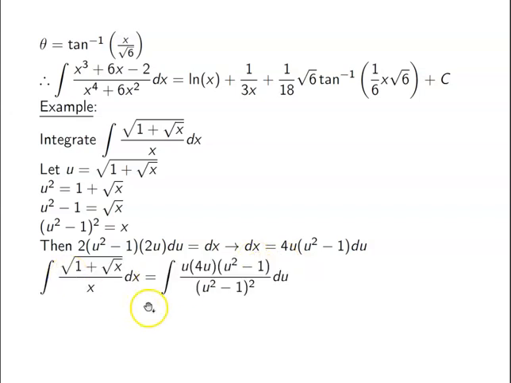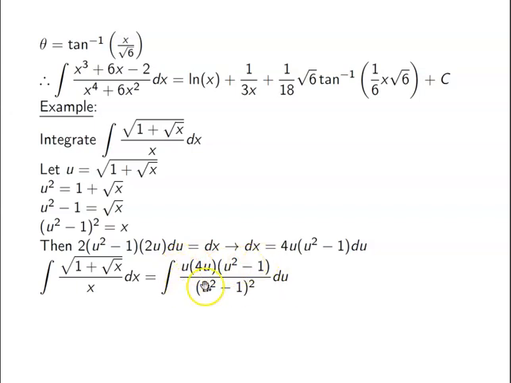So if I take this, for dx, I have 4u(u² − 1). For this top part, 1 plus square root of x, all under square root of x, is just a u. And for x, I have (u² − 1)². And now look at it. Now it is all powers of u.